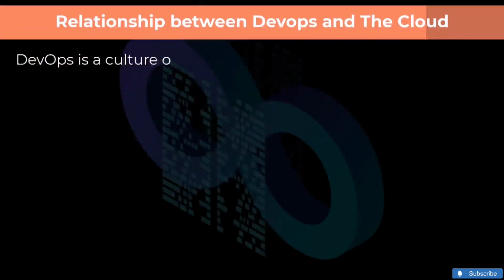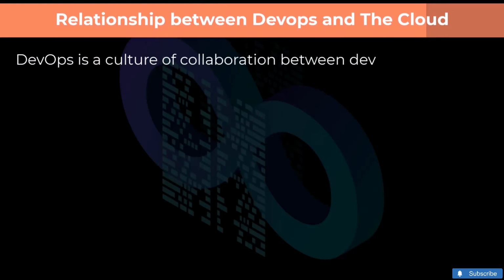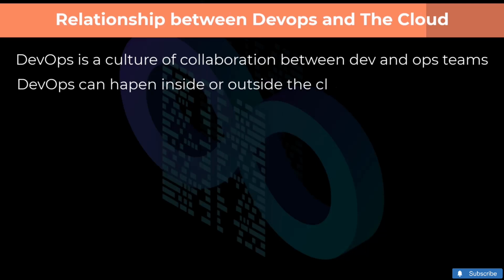DevOps is a culture of collaboration between development and operations, and it can happen inside the cloud or outside the cloud. The cloud, in its simplistic terminology, means remote servers on the internet that offer services in place of locally hosted solutions on your premise in your data centers. You might have heard people say the cloud is just someone else's computer. So DevOps is a culture of collaboration that can happen with cloud or without cloud. The cloud means utilizing remote services in place of locally hosted solutions.